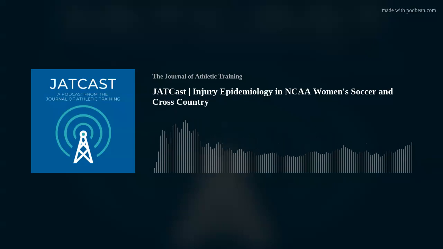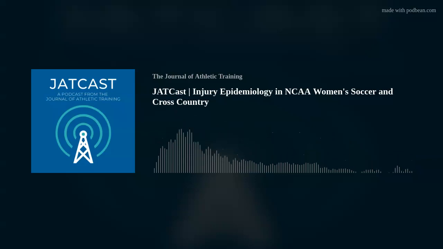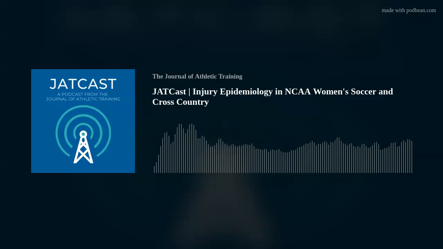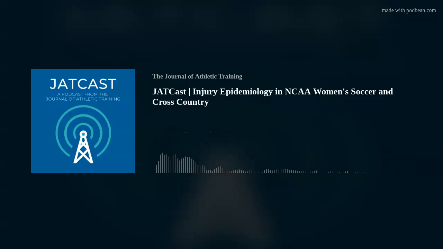This type of information provides a broad spectrum of what factors athletic trainers can potentially manipulate to reduce the rate of injuries across sports. Today we will provide a brief overview of key findings of the latest 5-year increment, which captures the 2014-2015 through 2018-2019 academic years for NCAA women's soccer and women's cross country.